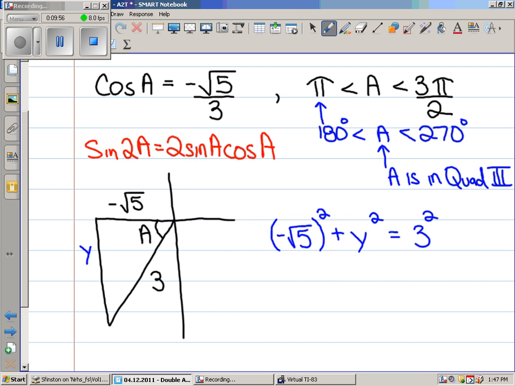In any event, we have to use Pythagorean theorem. Here we go. Come on now. What's negative square? Thank you. When you square a square root, it just pops off. And a negative times negative is a positive. So this is 5. This is y squared. And this is going to be 9. Ooh, you guys are really smart.